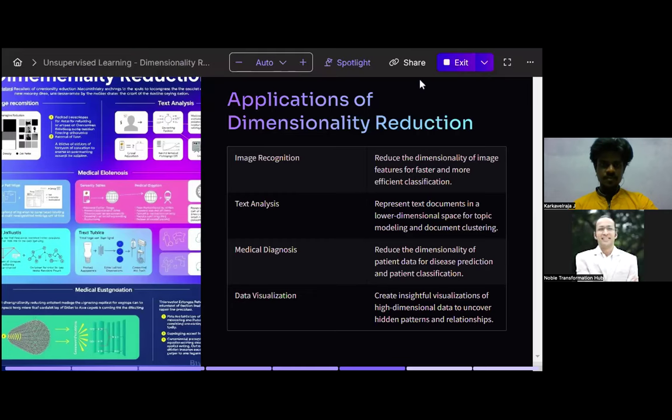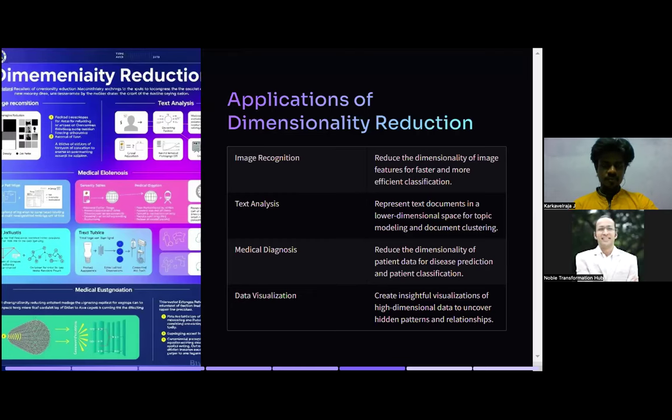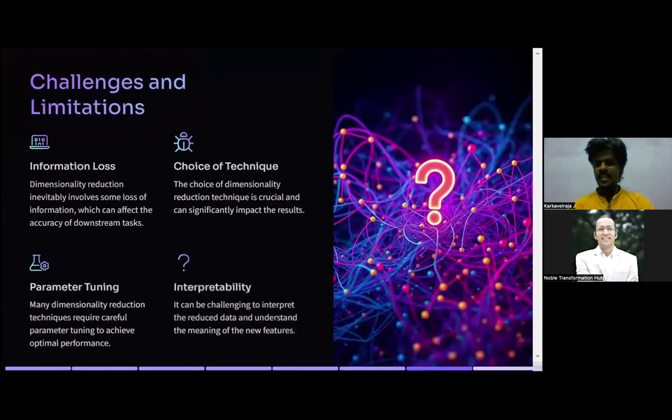Yeah, sure, sir. So moving on, let's see what we are having. Challenges and limitations. Any technique we are having, we're going to have challenges and limitations. First is information loss. Dimensionality reduction inevitably includes some loss of information, which can affect the accuracy of downstream tasks. I don't think it's a major problem, but there will be some loss. Consider we are having 1,000 features and we are reducing to 10. That will be loss, right? So we're going to have some loss.